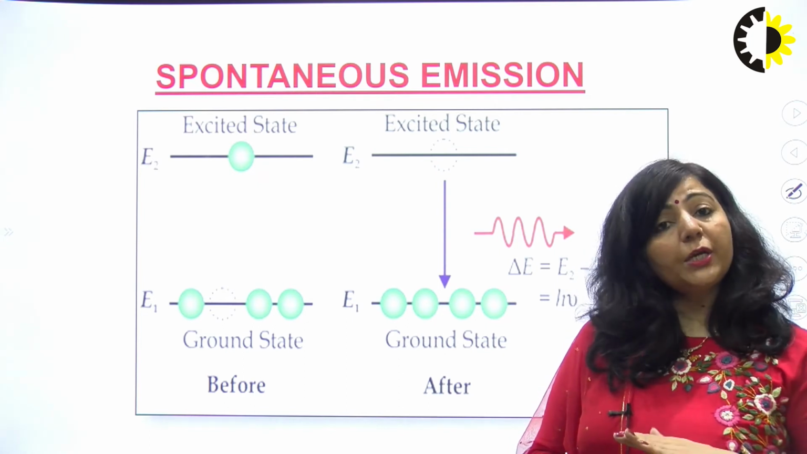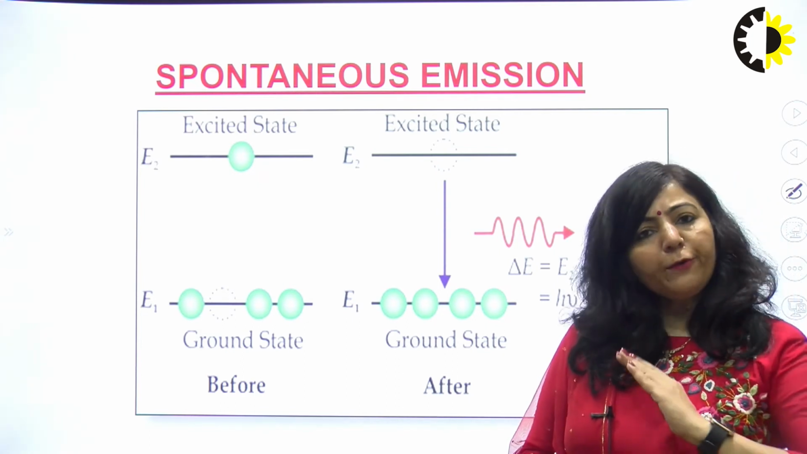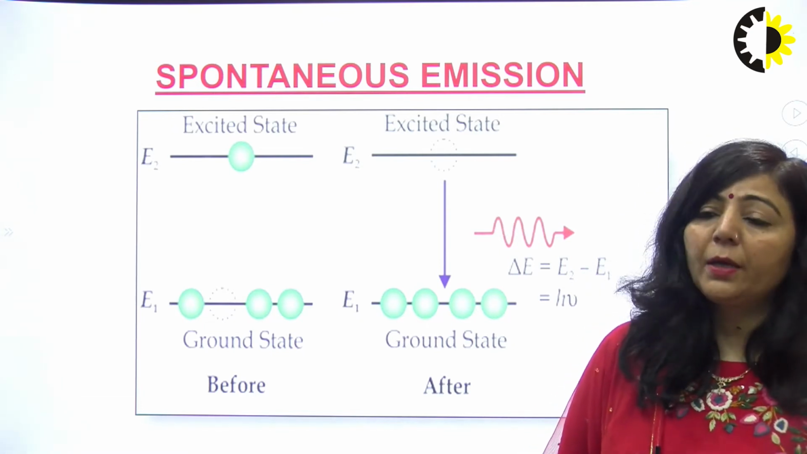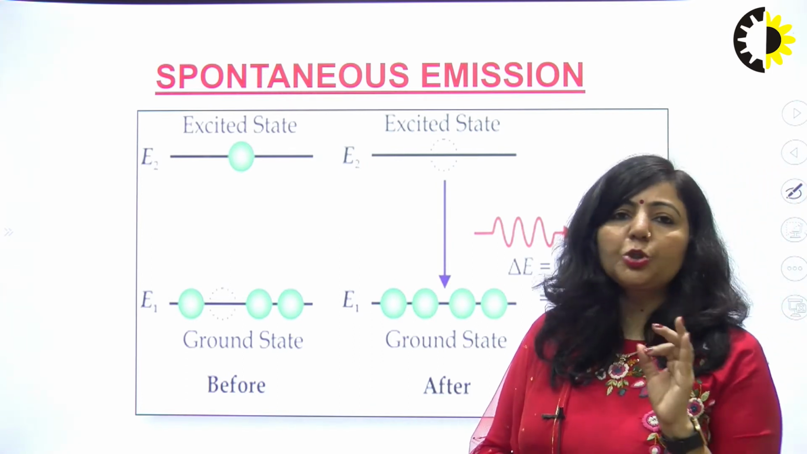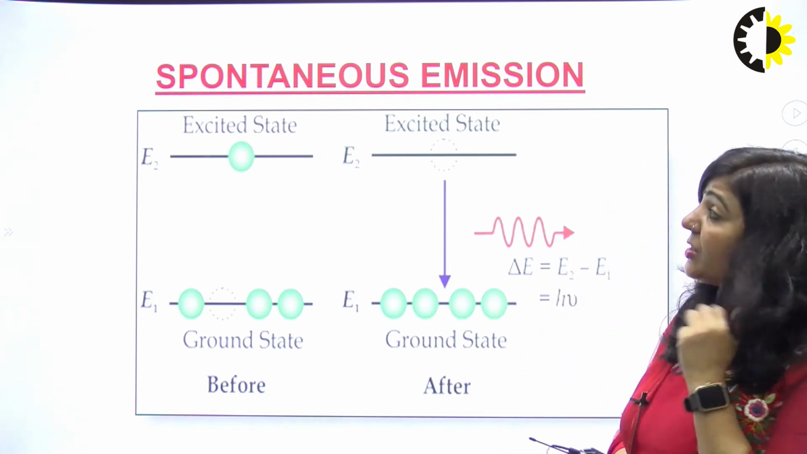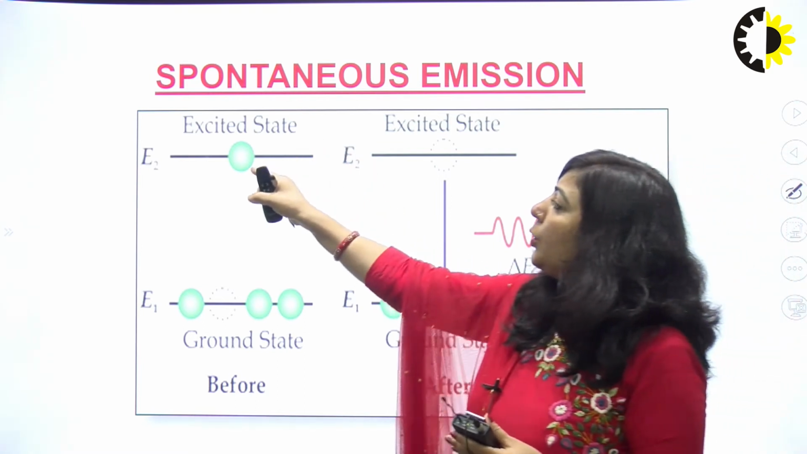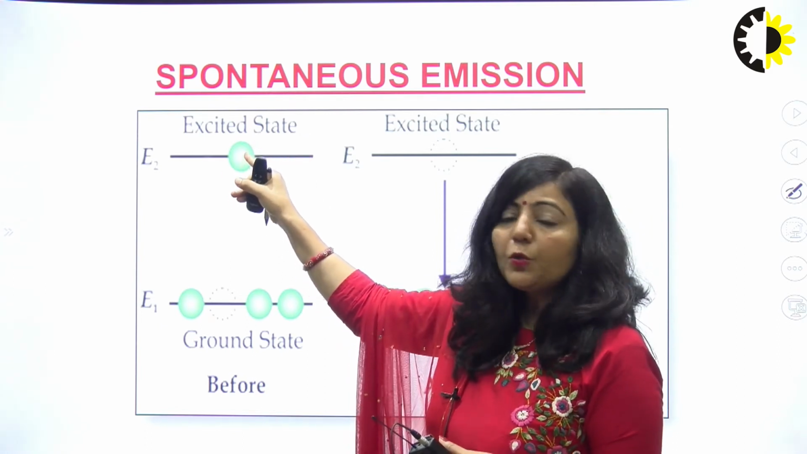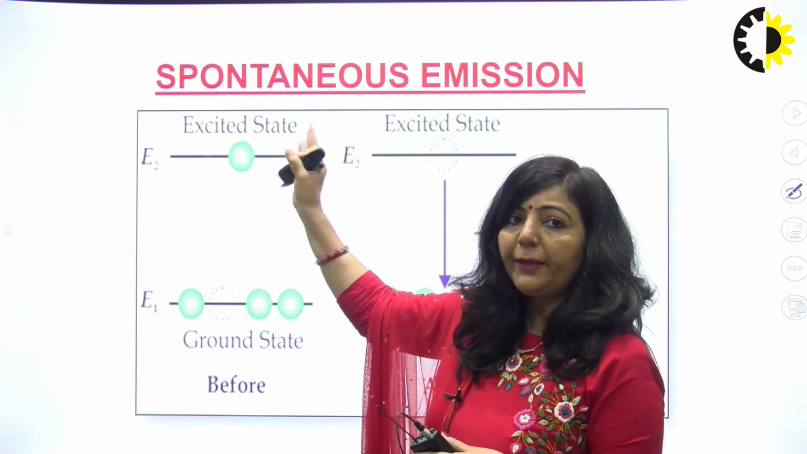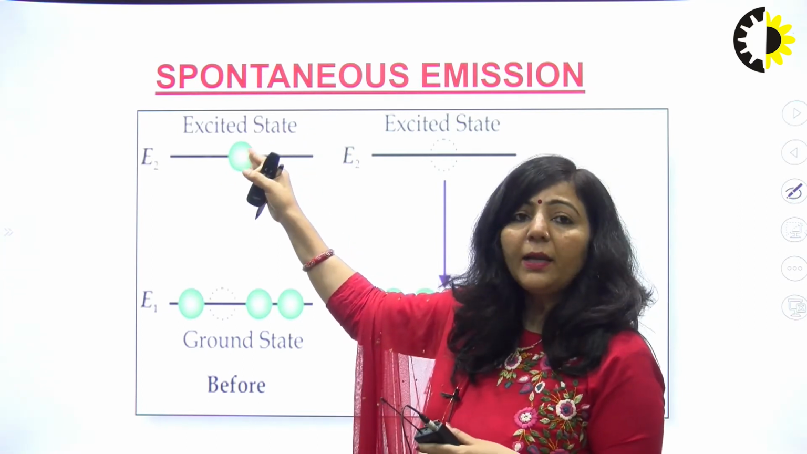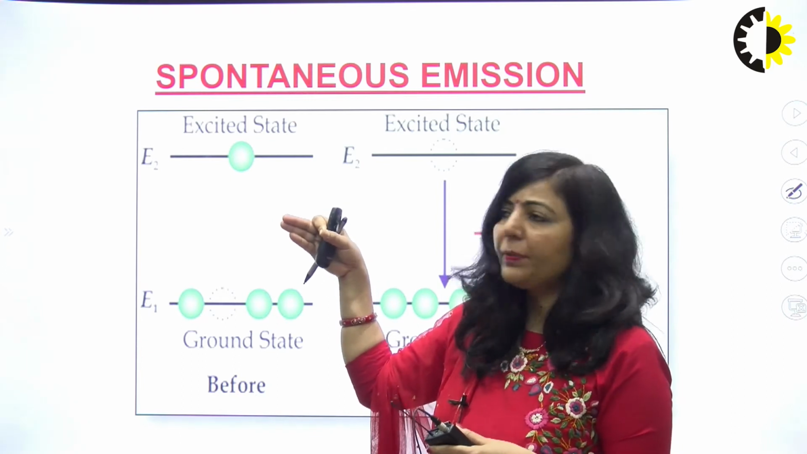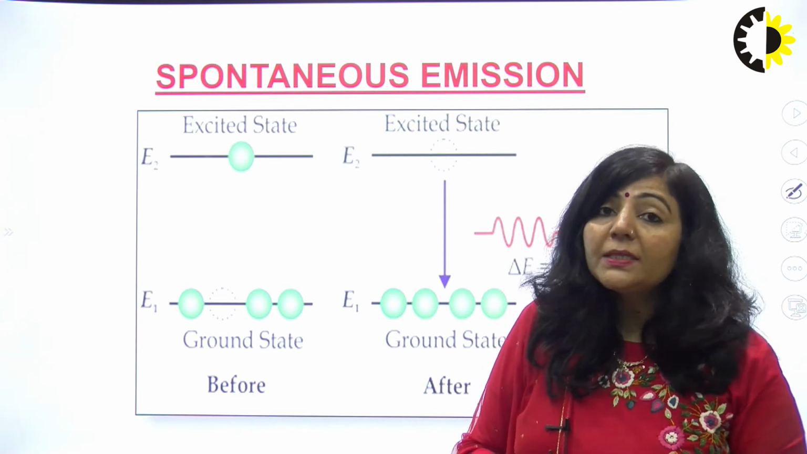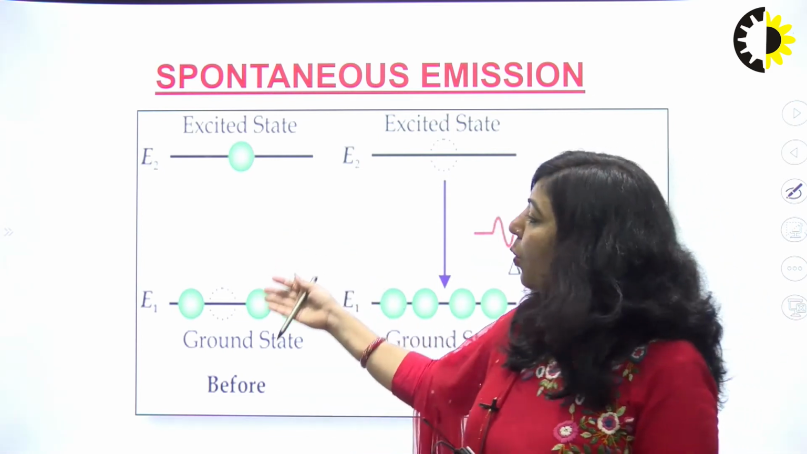When I say ground state or stable energy state, electrons can stay in that state for an infinitely long time. But when I say excited state, it means a short-lived state. So in case of spontaneous emission, what is happening here? You have a few excited electrons with a very small lifetime. Once the lifetime of these electrons is over, they try to achieve a more stable energy state, which means they try to come down to the lower energy level.